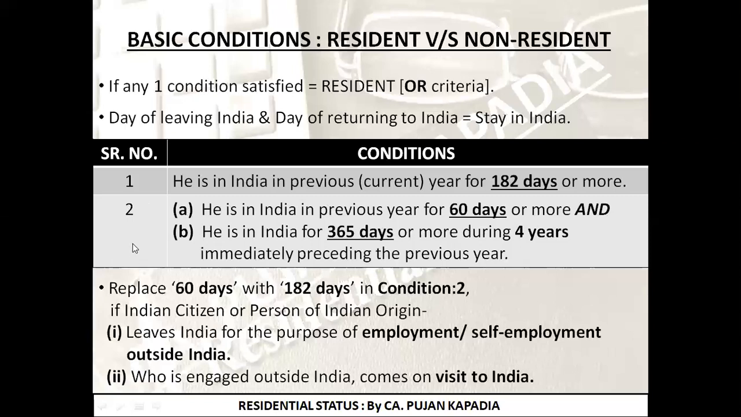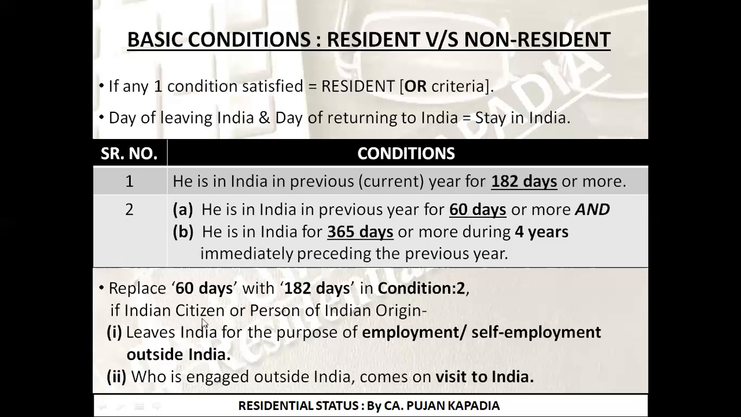Now there is one exception that I have mentioned in the last point. Replace 60 days with 182 days in condition 2. That is, in condition 2, point number A, I have written here, what is the criteria? 60 days. Now I have to replace this 60 days by 182 days in a certain scenario. There are two scenarios which are written over here. So what we are studying now? We are studying the exception to this particular condition, that I need to change and replace 60 days by 182 days.